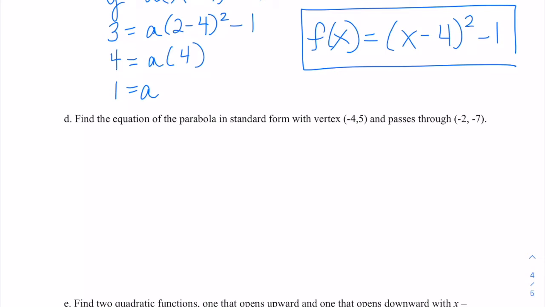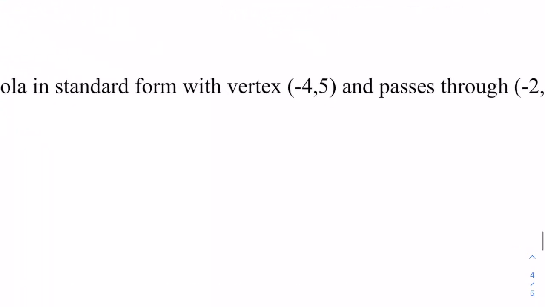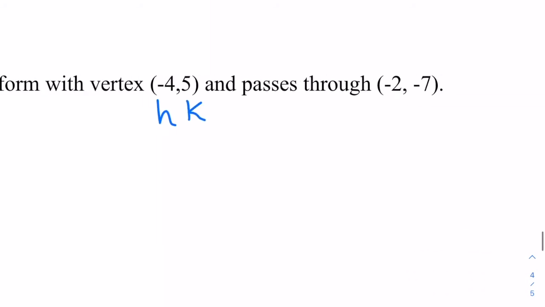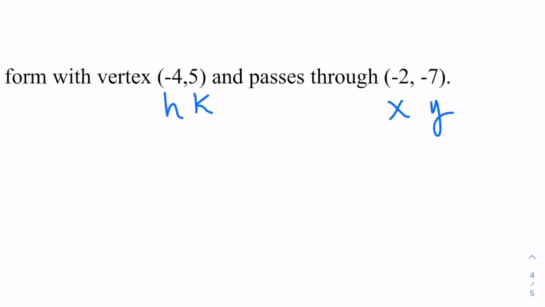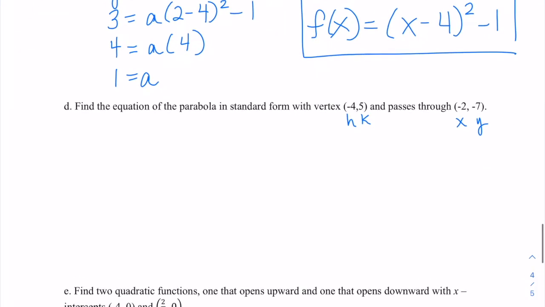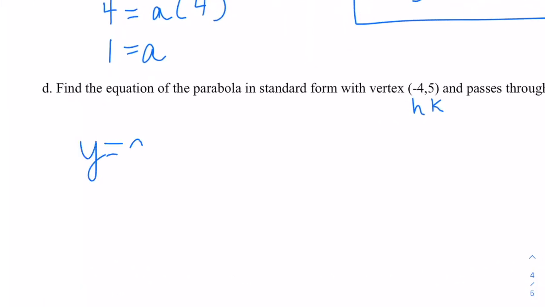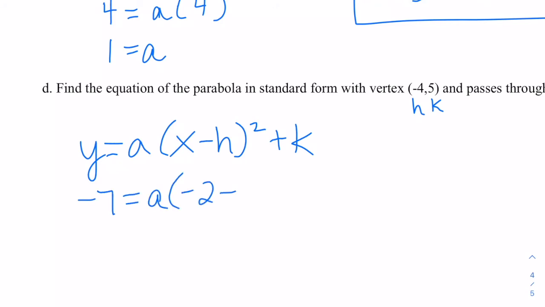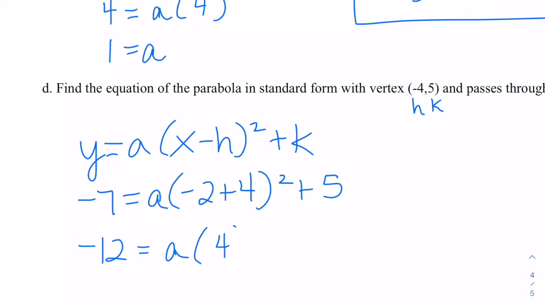For the next example, we have the vertex is (-4, 5), so we have our h, k. And then we have the point (-2, -7), and that'll be our x and y. We're going to plug those into the equation in vertex form and solve for a. So we get -7 equals a times (-2 plus 4) squared plus 5. Subtract 5 from both sides, you get -12. And inside the parentheses, you'll get 2 squared, which is 4. So our a is going to be -3.